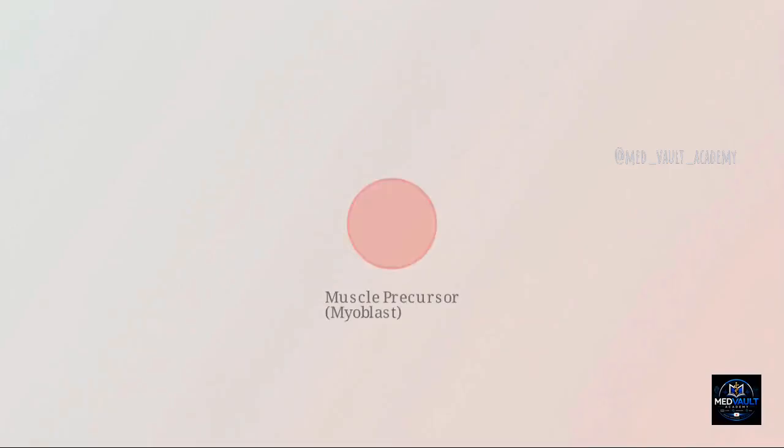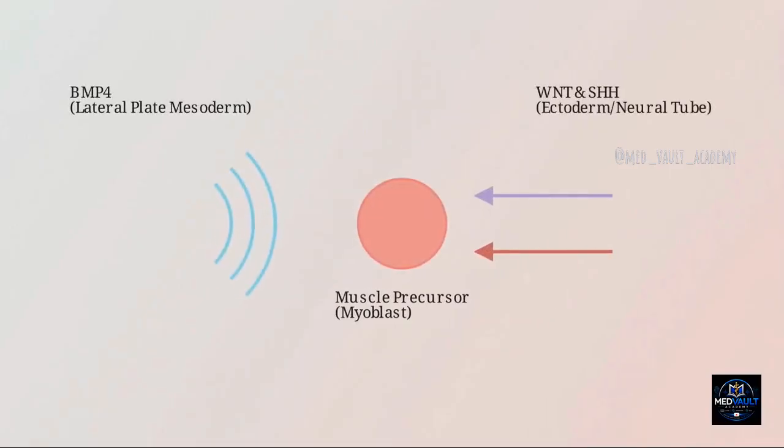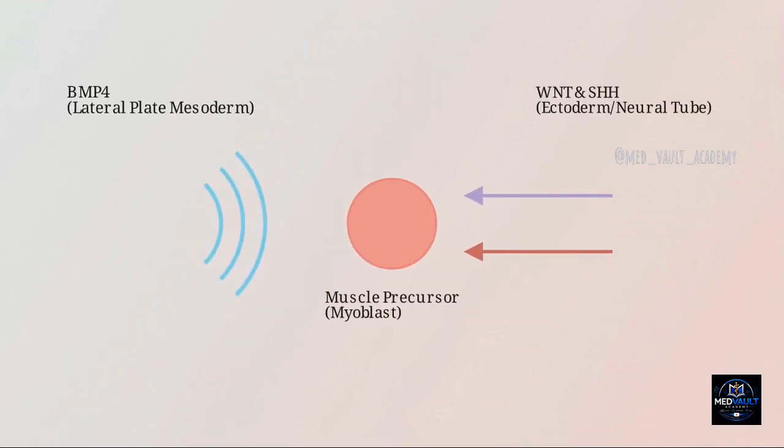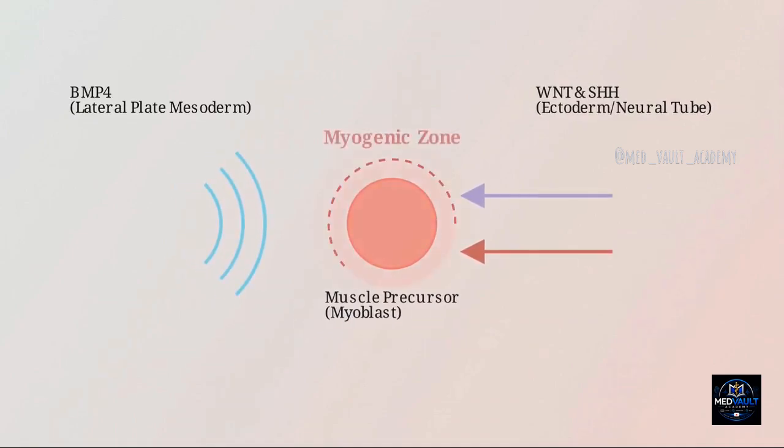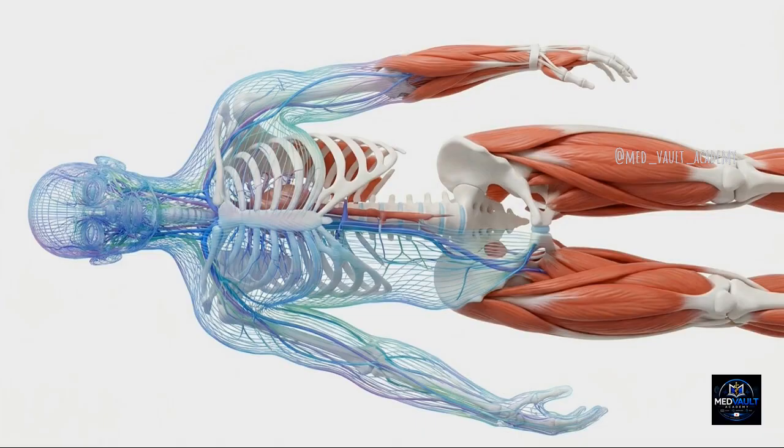Further out, a balancing act occurs between the inhibiting protein BMP4 from the lateral plate mesoderm and activating signals from WNT and SHH, which finalizes the exact physical boundaries for the migrating muscle precursors. The complex physical architecture of the human body is actually a downstream manifestation of these invisible, highly regulated chemical gradients.